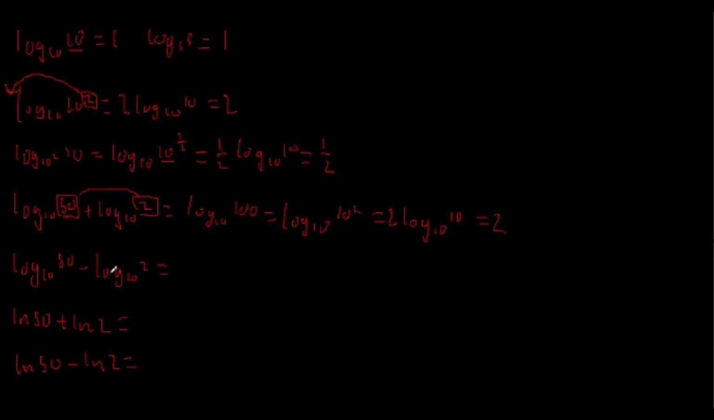And for subtraction, you could probably guess what it is. It's just division. So we're going to have log base 10 of 25. Now for natural logs, it's pretty much the same thing. If you have natural log 50 plus natural log of 2, that's going to be natural log of 100, and of course you just divide there, so that's going to be natural log of 25.